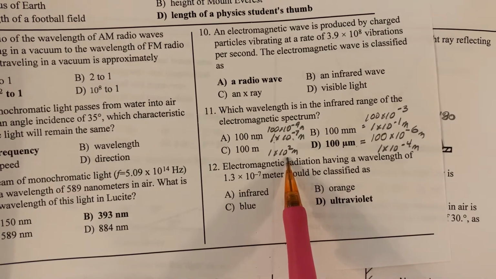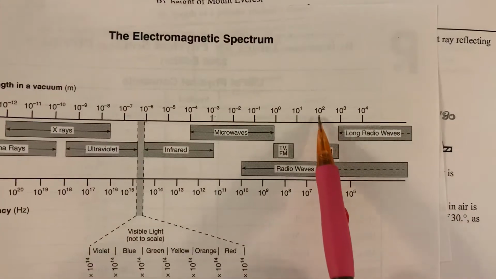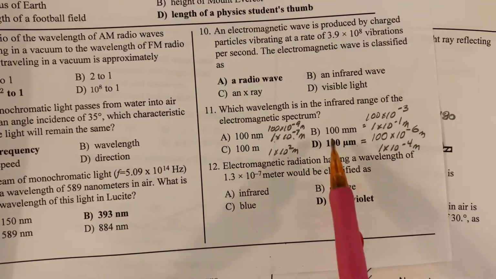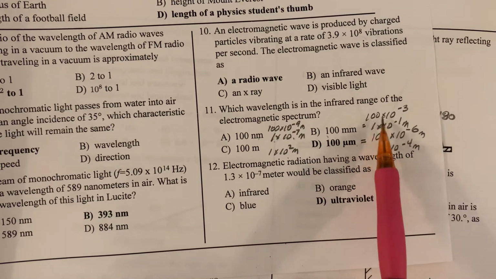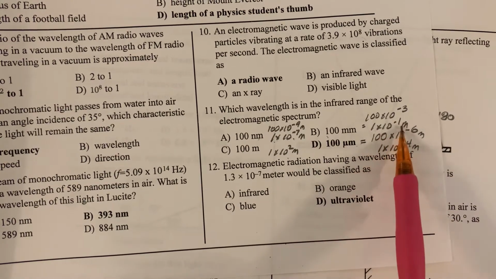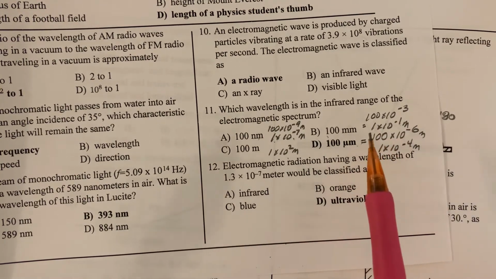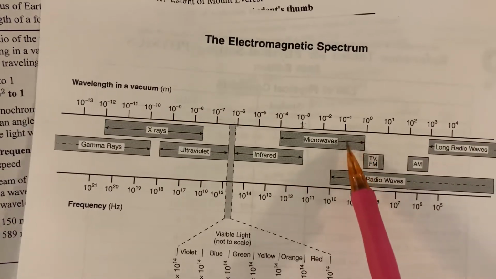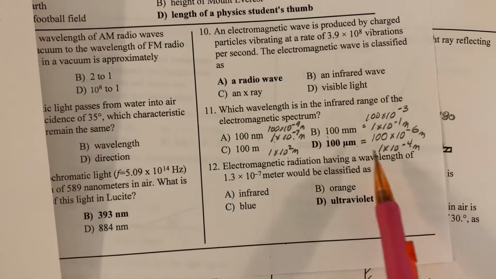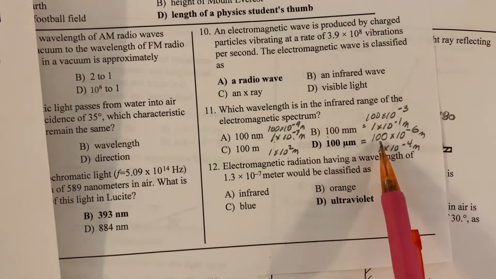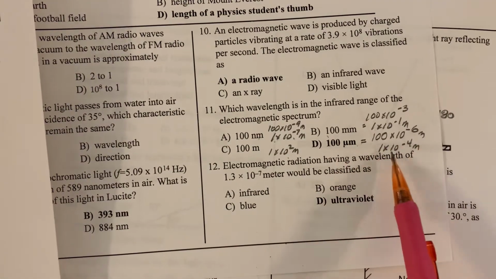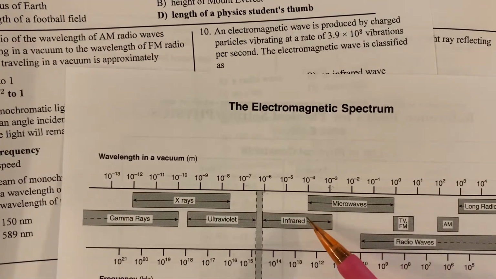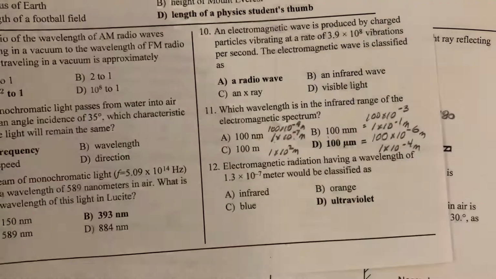100 meters, that's 10 to the 2nd. That's radio waves and stuff like that. 100 millimeters, that's 100 times 10 to the negative 3rd, or 1 times 10 to the negative 1st. That's pretty much in the microwave and radio wave area. And finally, 100 micrometers, micro is 10 to the negative 6th, so 100 times 10 to the negative 6th, or 1 times 10 to the negative 4th. Bingo. Right inside the infrared range.